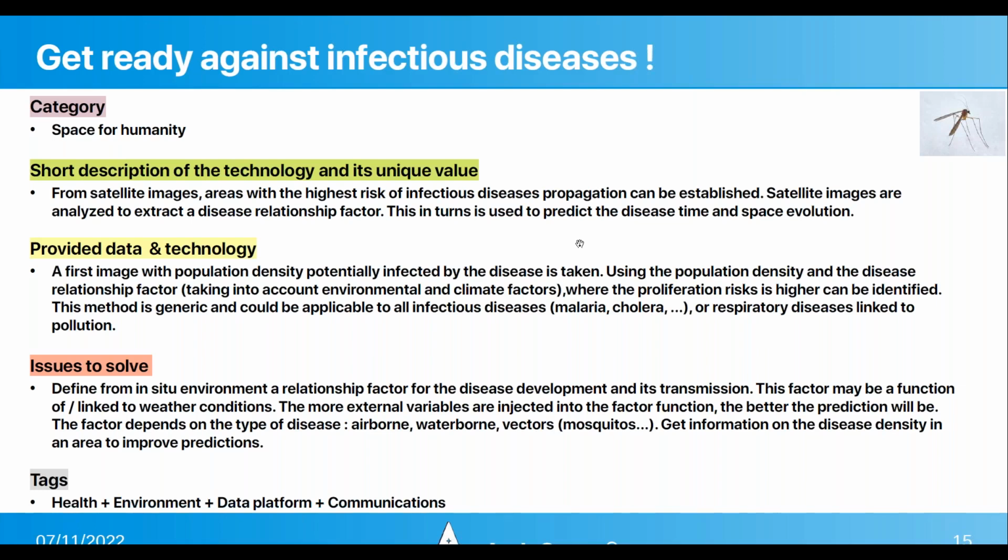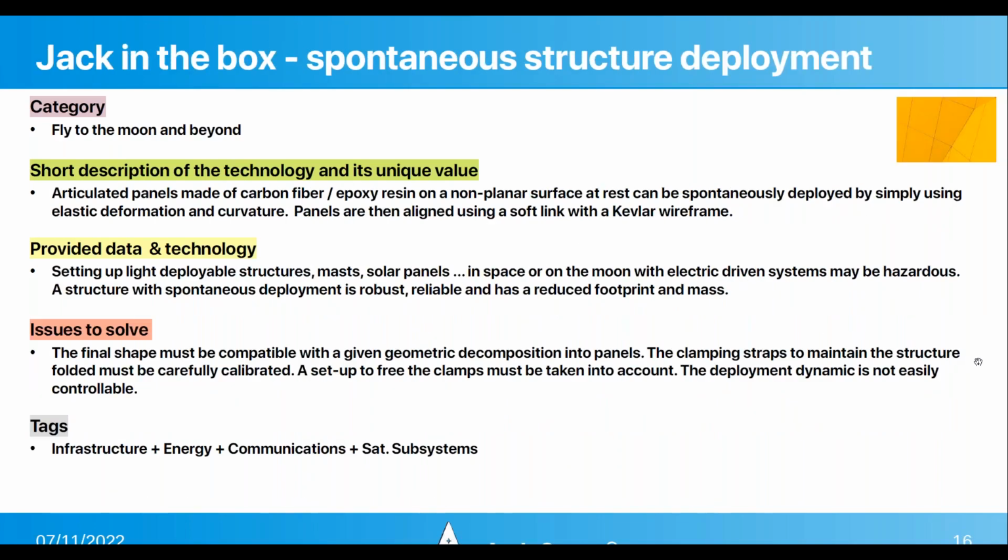Finally, we turn to the last challenge, and it's called Jack-in-the-Box Spontaneous Structure Deployment. This challenge proposed by CNES is based on a set of articulated panels that are made of carbon fiber and epoxy resin.